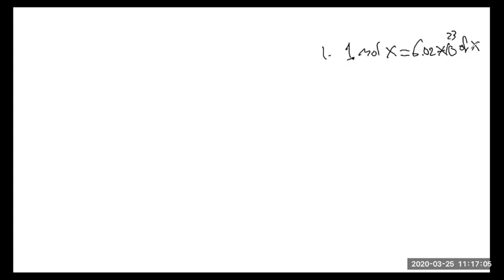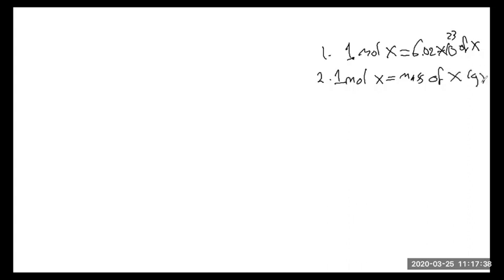Mole means number. It means one mole of anything gives you 6.02 times 10 to the power 23 of that thing. It doesn't matter what it is: atom, molecule, ion, whatever it is. The second meaning of mole means mass. One mole of X will equal the mass of X in gram unit.